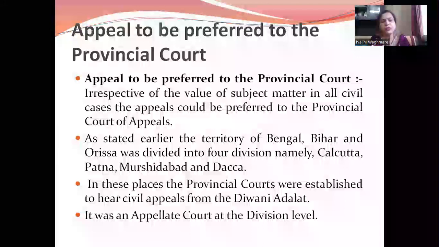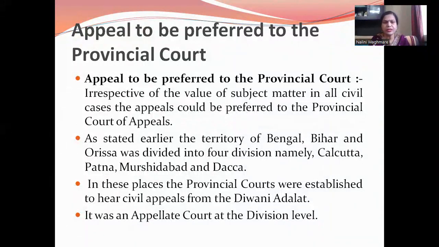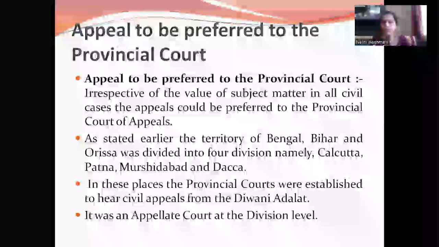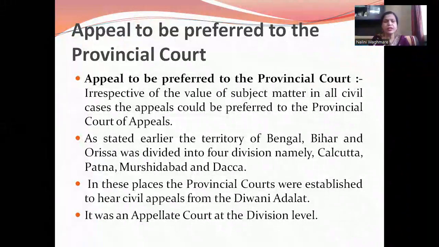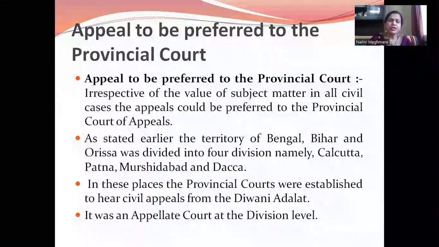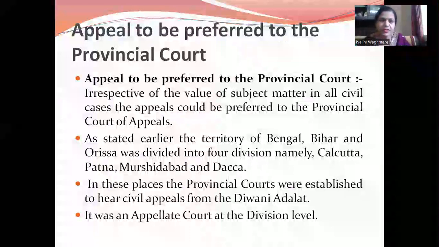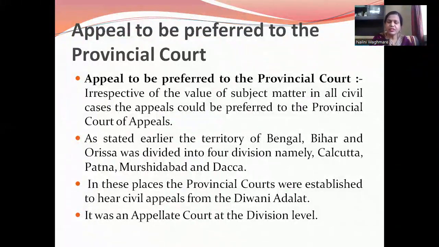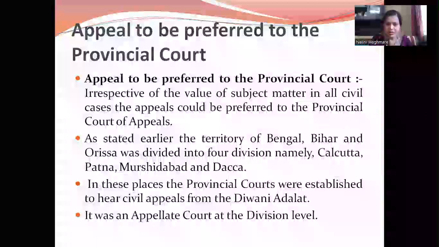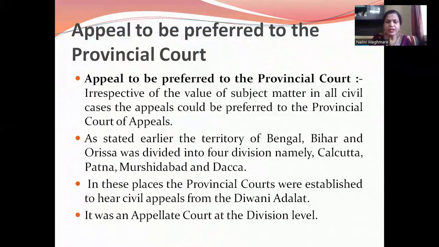Then appeal to be preferred to the provincial court. Irrespective of the value of subject matter in all civil cases, the appeals could be preferred to the provincial courts of appeals. As stated earlier, the territory of Bengal, Bihar, and Orissa was divided into four divisions, namely Calcutta, Patna, Murshidabad, and Dhaka.